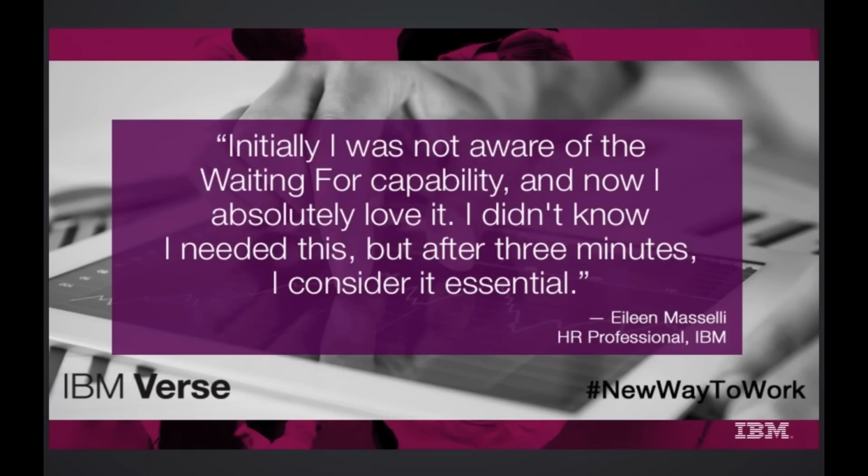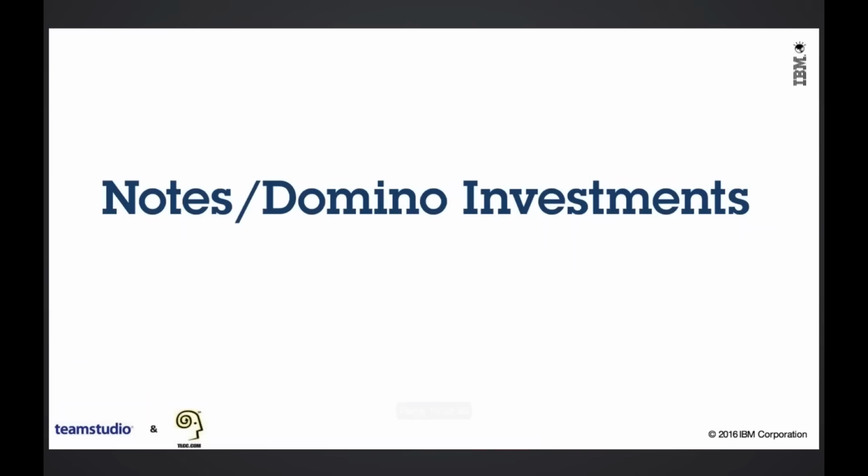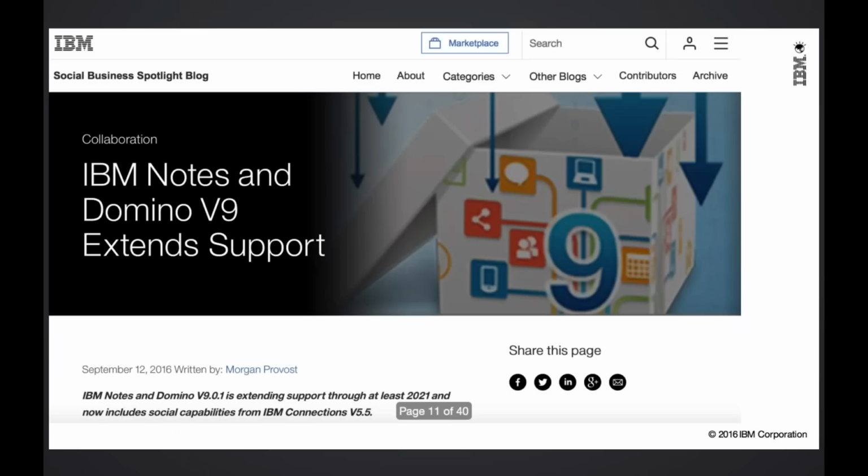So let me step back and have an overall look at the investments that IBM is doing now on Notes and Domino, and we will come back to Verse On-premises in a few minutes. We made a very key announcement a few weeks ago on September 12th, where we basically made a support extension announcement. And you're going to say, what on earth is that?